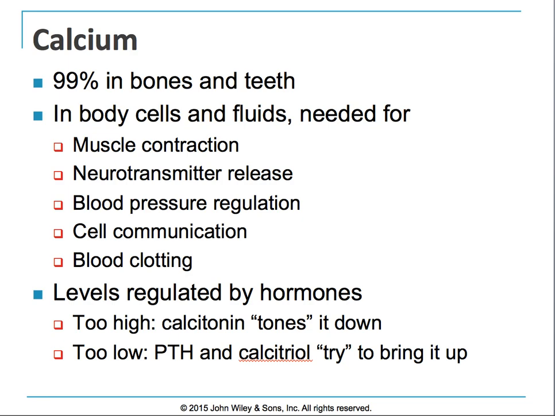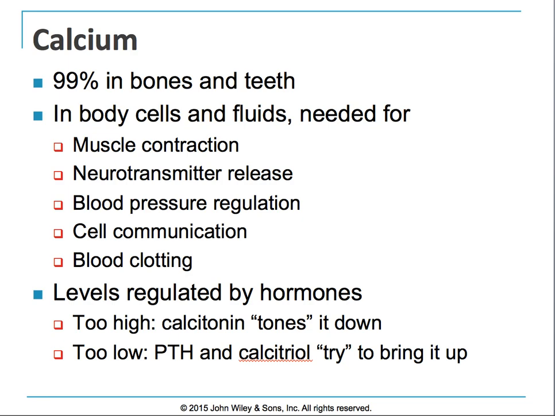So calcium, 99% of the calcium in our body is in our bones and teeth. A very small amount, about 1%, is found in body cells and fluids where it works with muscle contraction, neurotransmitter release, blood pressure regulation, cell communication, and blood clotting. The levels of calcium in your body are regulated by hormones.